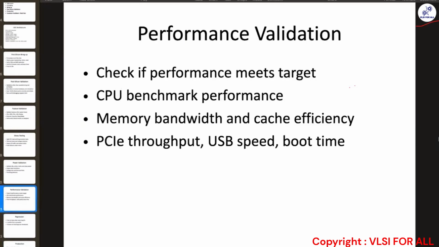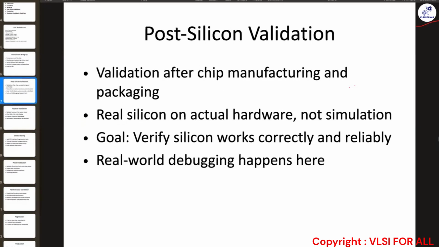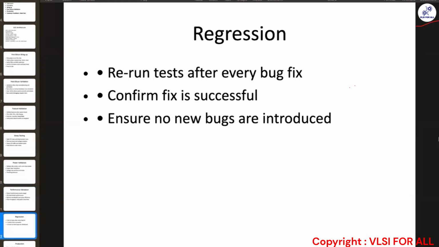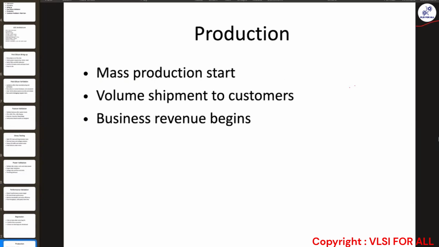Now, all of these are part of your post-silicon validation. Once you finish your post-silicon validation, then you have the production. In production, once you finish all of this validation, you give it for mass production. Basically, you will produce the silicons, then you ship it to your customers, and then you start receiving the revenue.